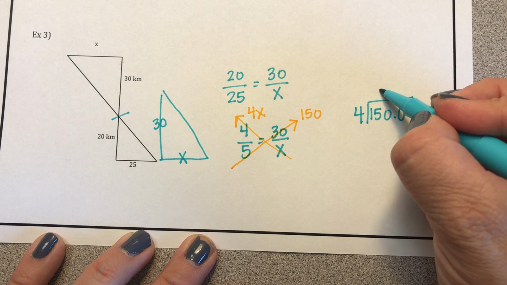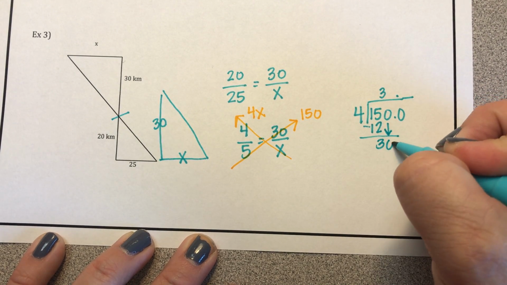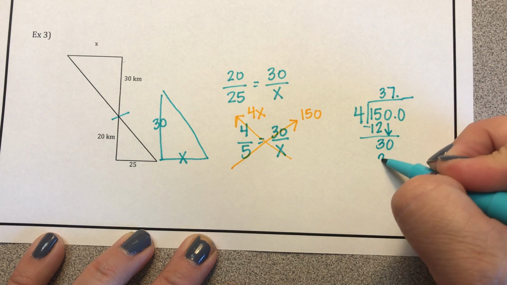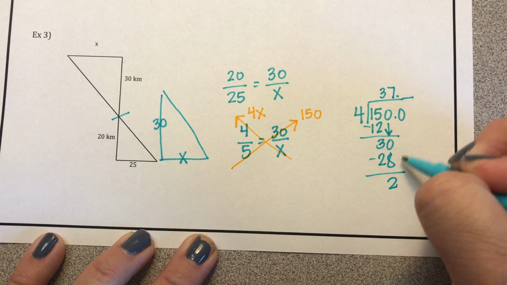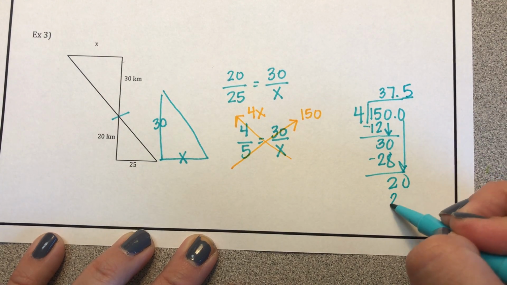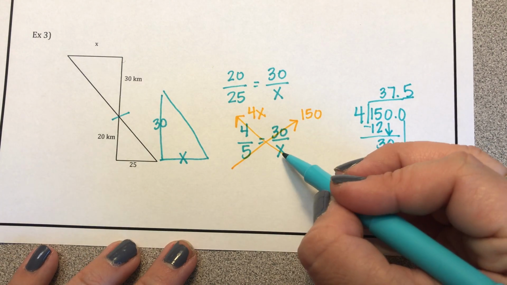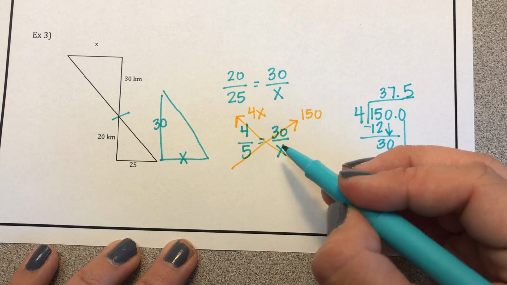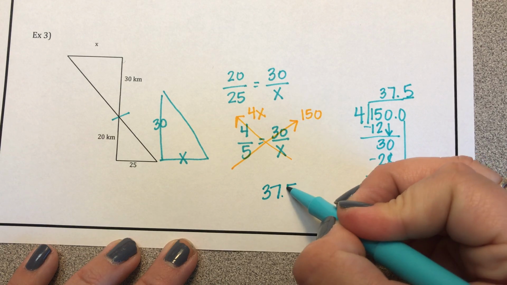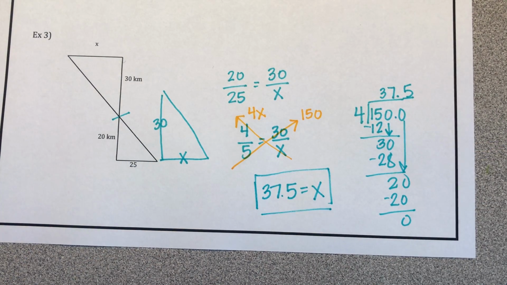4 goes into 15 3 times, that's 12. 4 goes into 30 7 times, that's 28. And 4 goes into 20 5 times, and that gives me a remainder of 0, so I'm done. So 4 over 5 equals 30 over 37.5. And that would be my final answer.